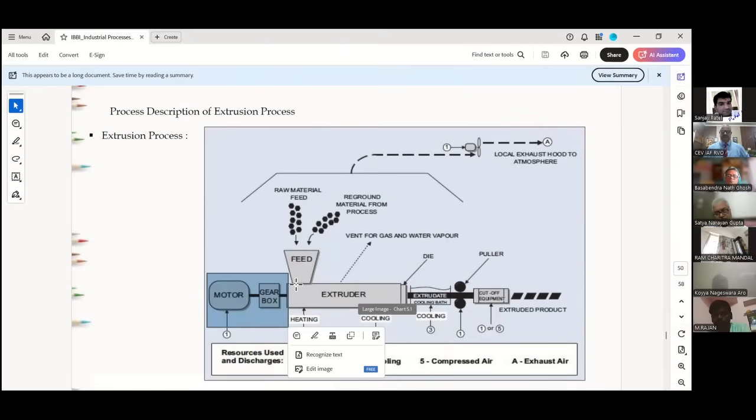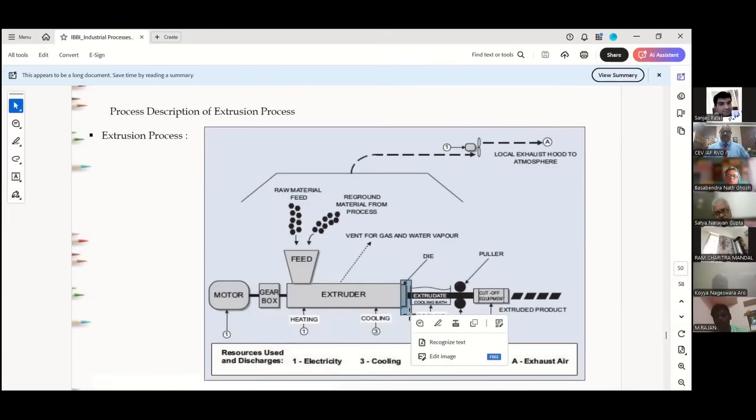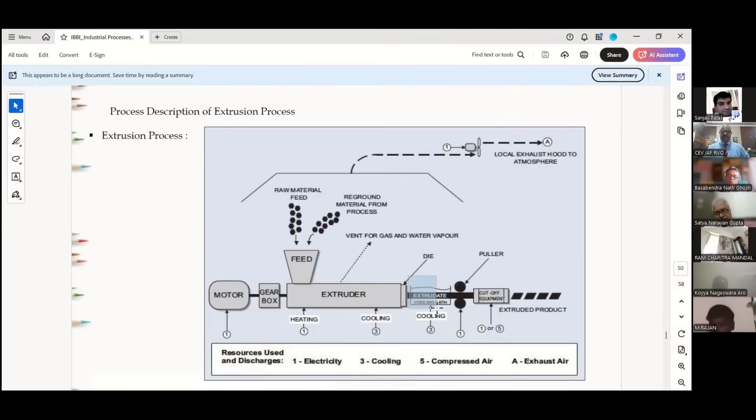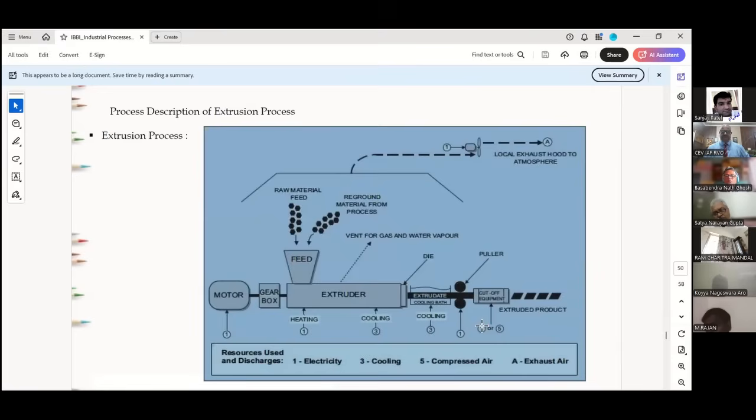Through the rotating process, it is passed through the die. The die gives the size, so the cylindrical form comes into existence, in the form of a pipe. Through the cooling process it is converted into hard form. So molten plastic passes through the die of the specific size, and we get it in the form of a pipe. This puller helps to pull it down.